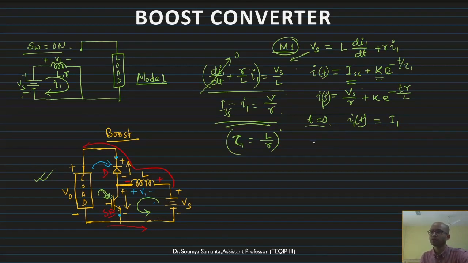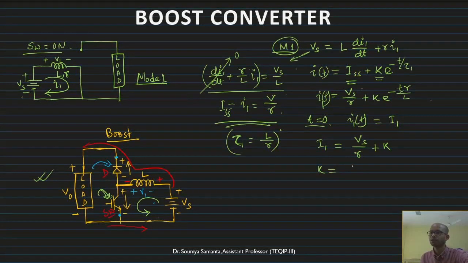Now if we consider this, finally we are going to find out the K value. I1 equals Vs by R, and e to the power minus of t equals 0, so e to the power 0 is 1. So we will get plus K. So what is K?